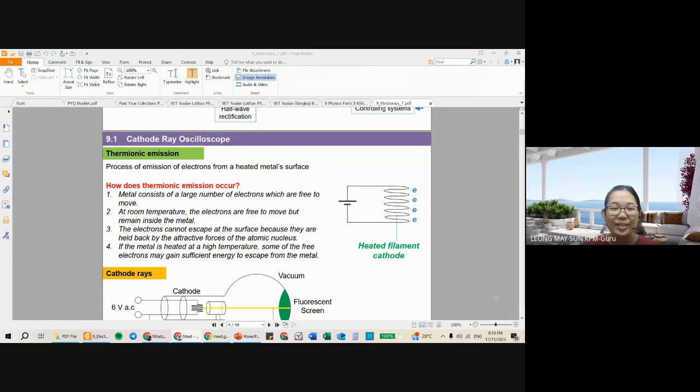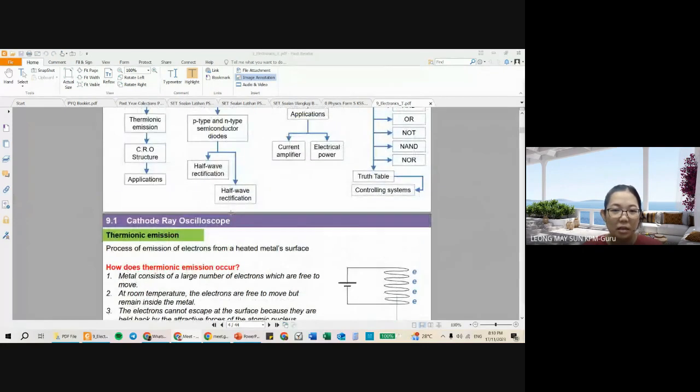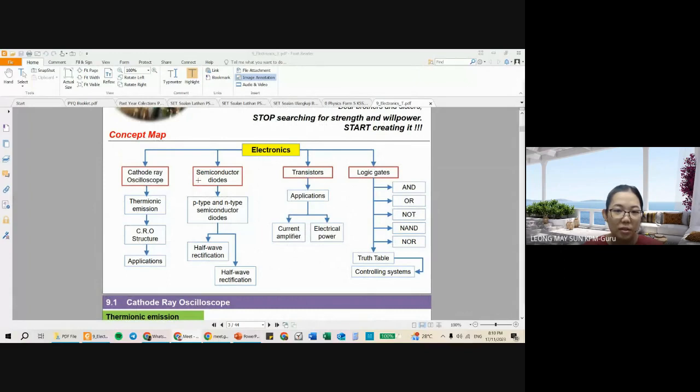Okay, let's continue. There's one part which has actually been taken out from your syllabus, which is the basics of semiconductor diodes. The previous syllabus taught what P type and N type semiconductors are, but the current syllabus goes directly to the transistor and the diodes. They didn't teach the basics of the diodes. That's why you guys are confused.